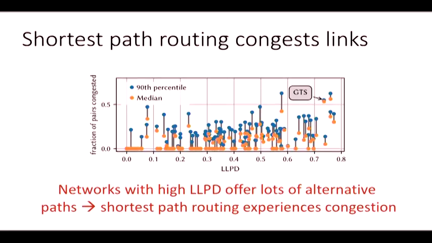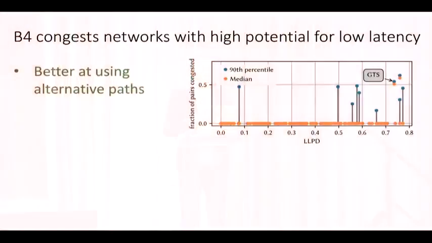Okay, clearly, shortest path routing doesn't work so well. Basically, networks with high LOPD offer a lot of alternative paths, and then shortest path routing experiences congestion. So that's not a surprise. So what about B4? Well, B4 does significantly better. If you compare this graph with this one, B4 does much, much better. It's much better at using alternative paths.